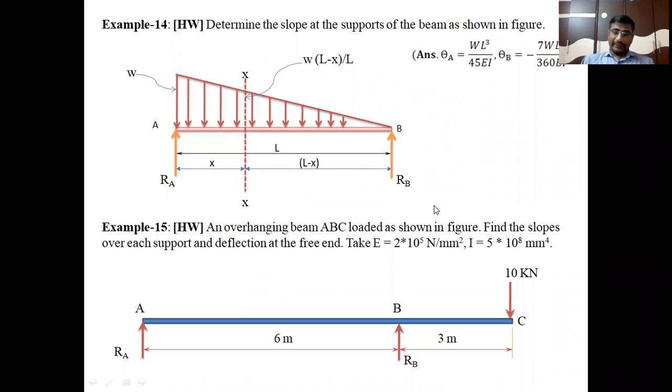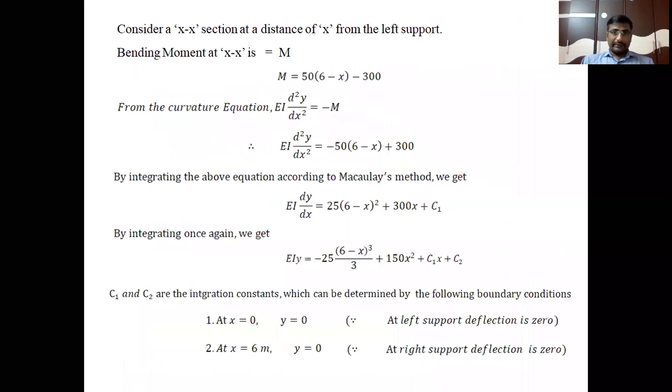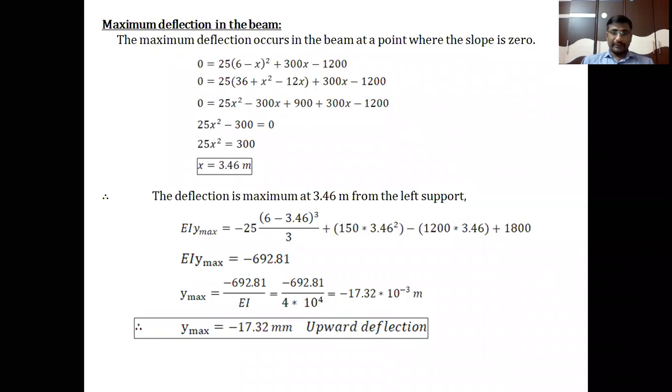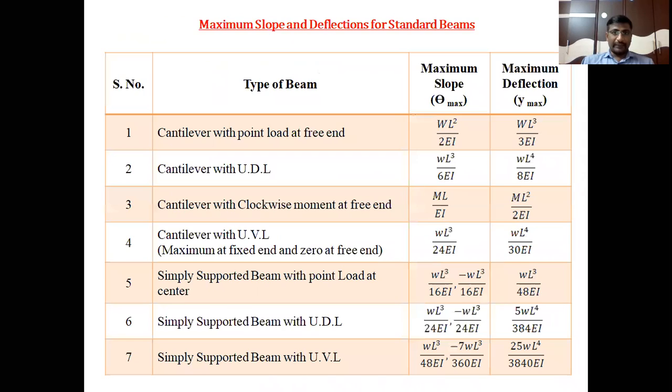Otherwise, I will tell you this problem, overhanging beam, in the next class. So this is another problem, simply supported beam with couple. This is the deflected beam after deflection. The moment is acting at point C. We'll go for this problem. After calculating the slope and deflection at different points, we will get example 7. It is also an overhanging beam. In the next class, I will discuss this overhanging beam.